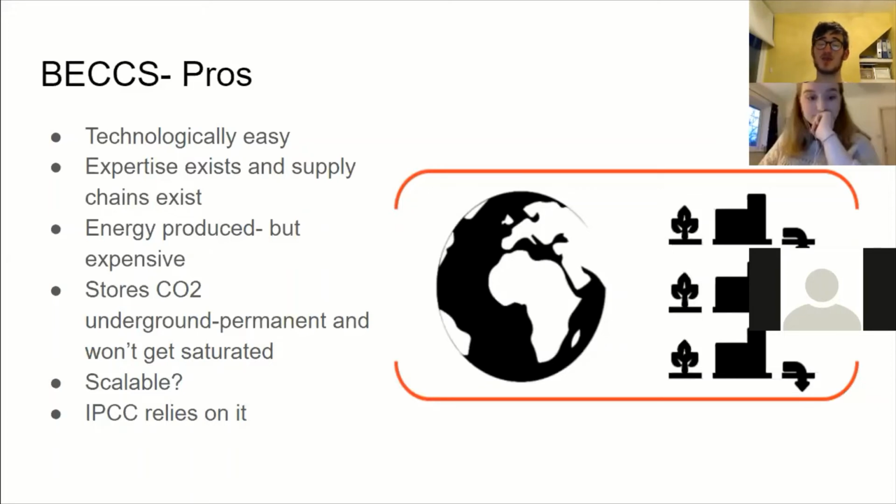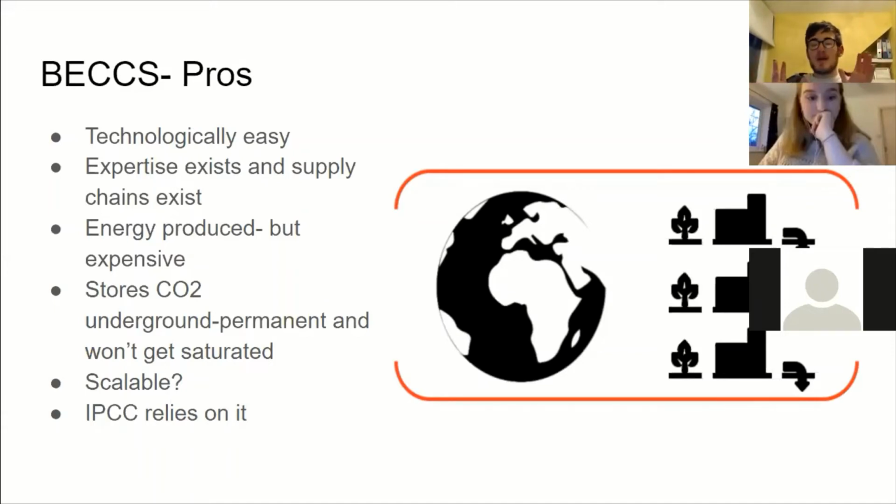Another advantage is it stores CO2 underground, which, unlike all of the other examples, is permanent, because suddenly we're storing the CO2 underground in oil wells. That's much more permanent than any of the other ones that we've had before. And also, oil wells won't get saturated. We've taken all the CO2 from them and put it in the atmosphere. So putting it back means we've got the space there. We know we can do it.